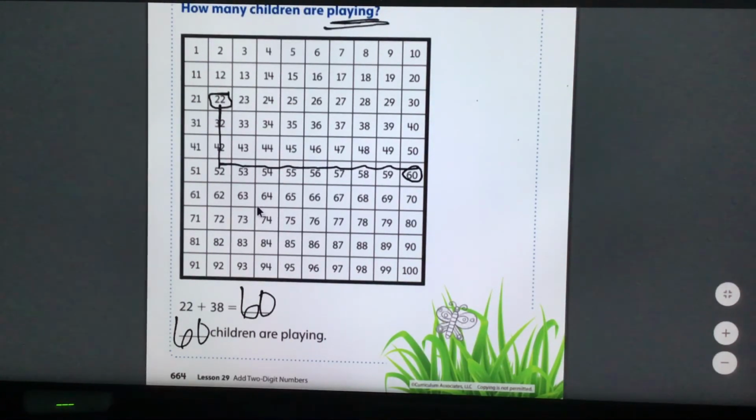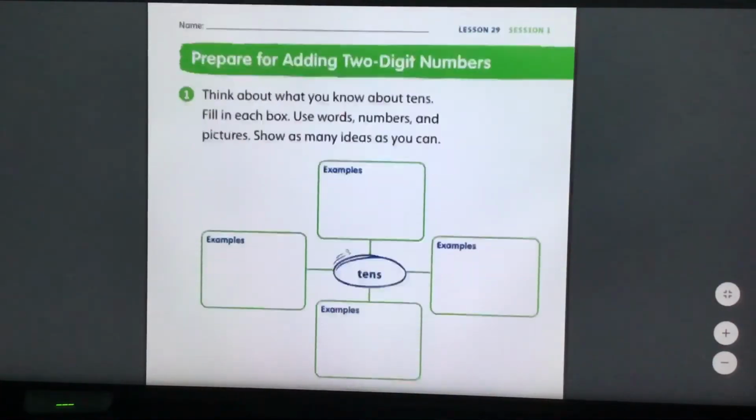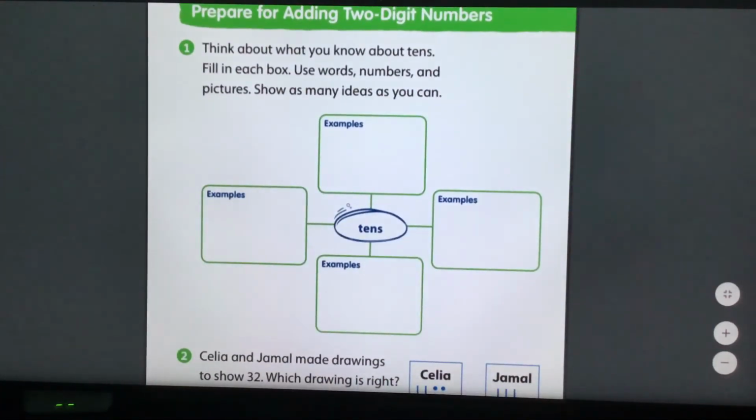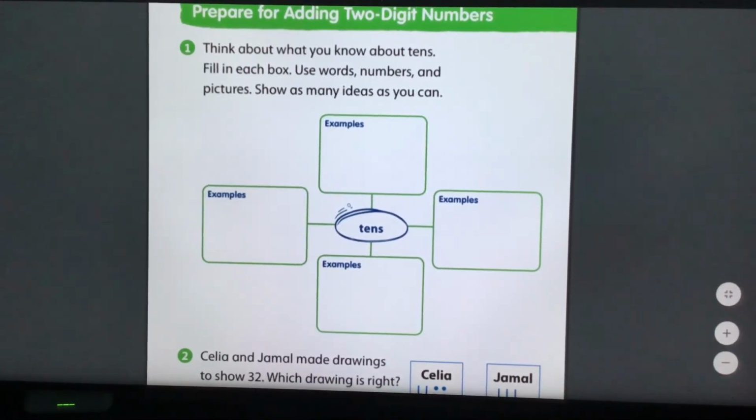All right, let's go to the next page. So number 1 says, think about what you know about tens. Fill in each box. Use words, numbers, and pictures. Show as many ideas as you can. So in the middle, we have the word tens. So using words, what does the word tens mean?